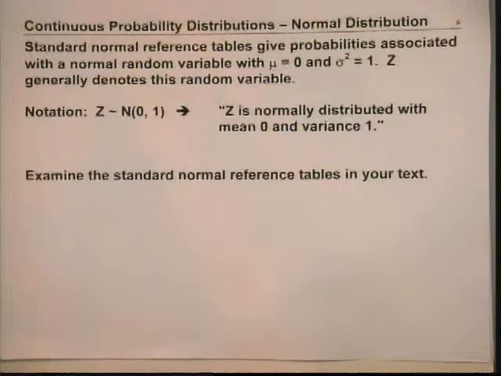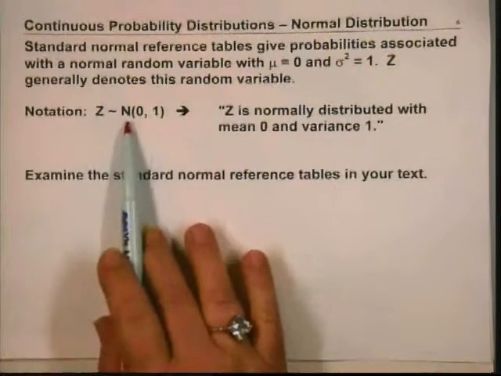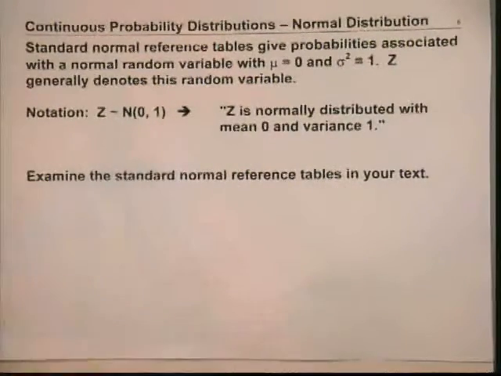Our textbook and most textbooks use a z to denote a standard normal random variable. And so the notation then is z is distributed normally about a mean of 0 with variance 1. Or shorthand, it's normal 0, 1. There's a standard normal reference table in your text.